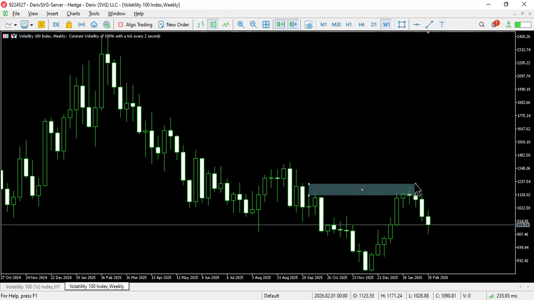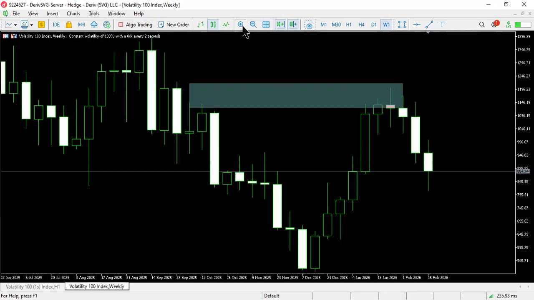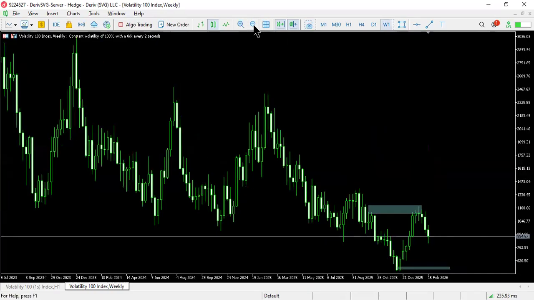So from this supply zone, we have been selling. As you can see, price is still pushing down to our demand zone right there. So my bias for this week is very clear from the weekly time frame. As you can see, price is pushing from the supply zone headed to the demand. Therefore, I'm gonna place selling positions until price gets to this demand. So our bias is clear from the weekly time frame.